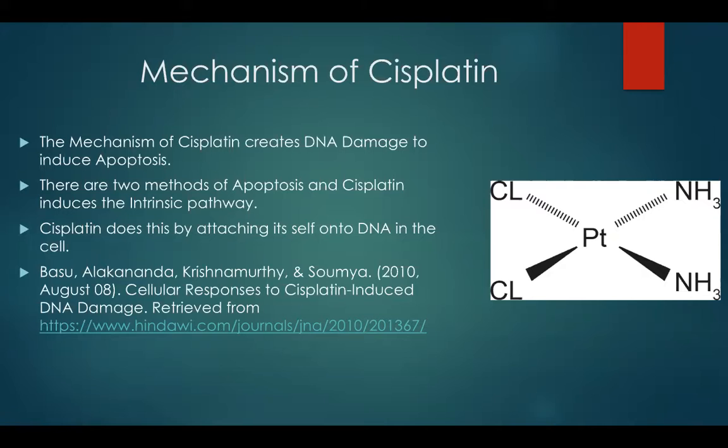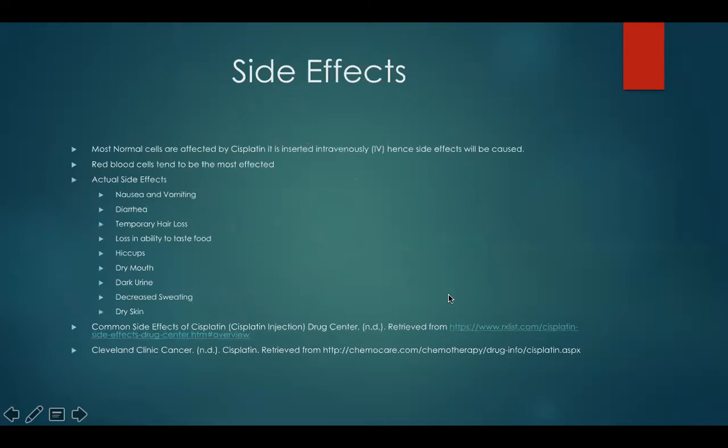So in order for apoptosis to occur, DNA has to be damaged. And this is what it's doing. It is damaging DNA to induce apoptosis. And it does it by attaching itself onto the actual DNA, the chemical does.